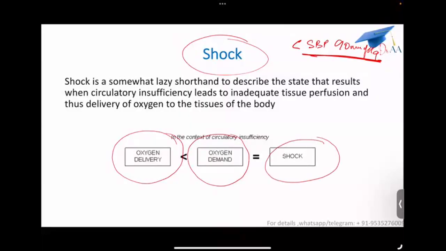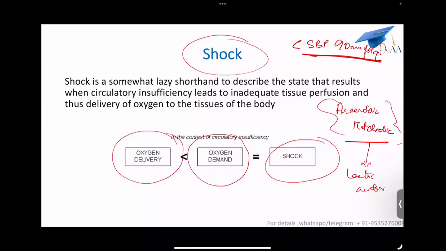Whenever, especially the peripheral tissues, for example skeletal muscle, receive oxygen less than what is required, then they undergo a metabolism known as anaerobic metabolism. This is from your biochemistry, from your first year of medical college. If you remember, anaerobic metabolism produces lactic acid. So most of the time a patient in shock ends up having lactic acidosis. That is, lactic acid accumulates, resulting in low pH, that is metabolic acidosis.